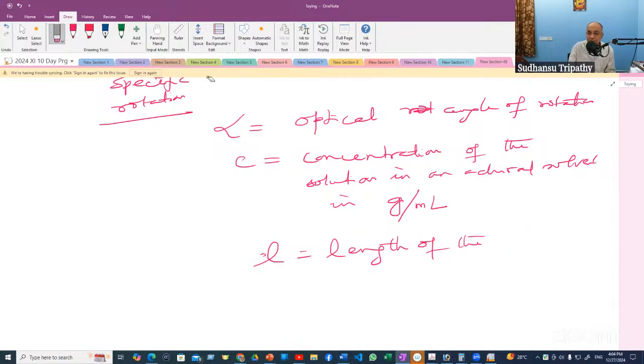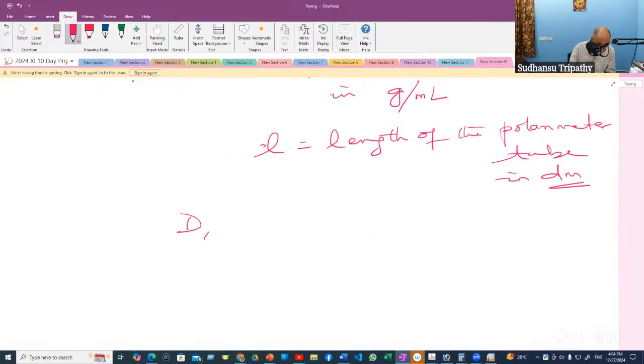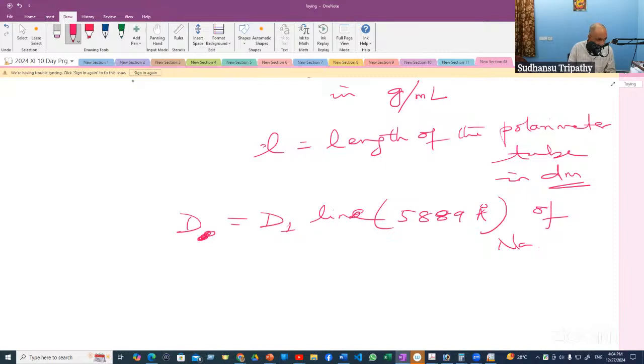The length of the polarimeter tube is in decimeter, dm, and that's the interesting part. And of course, capital D stands for the D1 line of sodium, that is the monochromatic line, 5889 angstrom of sodium. And 20 stands for 20 degrees Celsius.